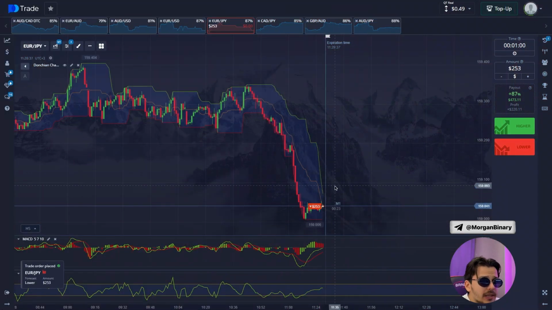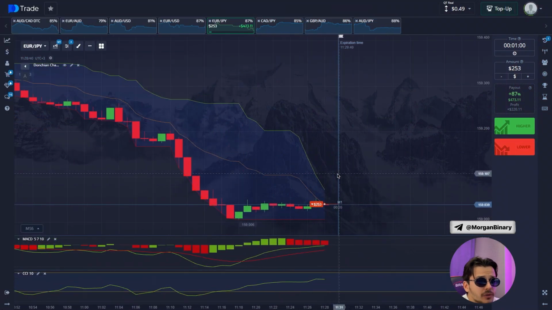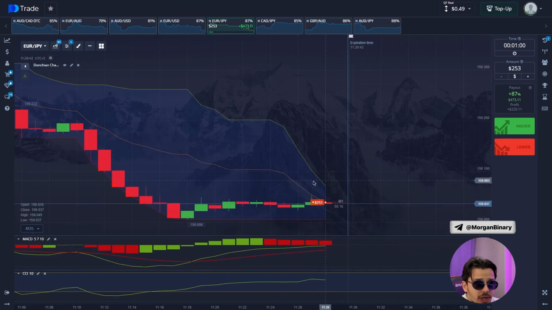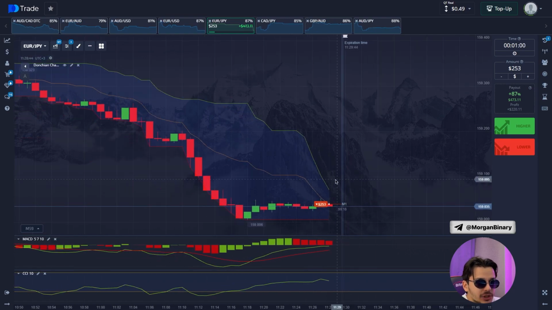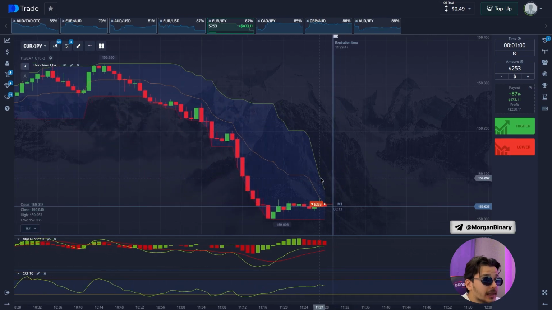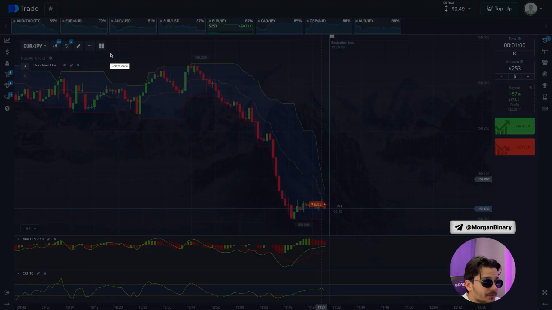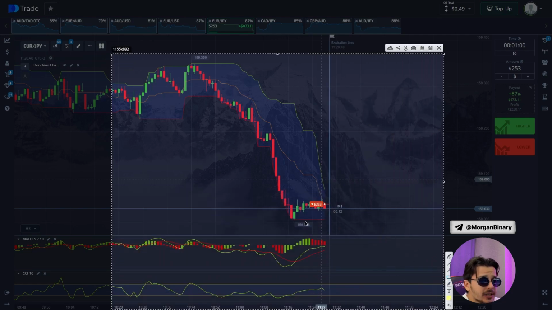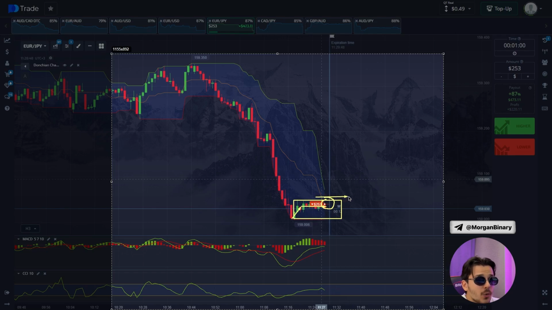Here we will note the touch of the middle moving average, the bounce from the middle moving average of our channel indicator, and open a sell trade. I'll explain why. Let's highlight the working area. First, a descending trend and such a pullback. It's clear that the descending trend will likely continue. We note the touch of the middle moving average, and from here we move downward. This is why we are opening a sell trade.